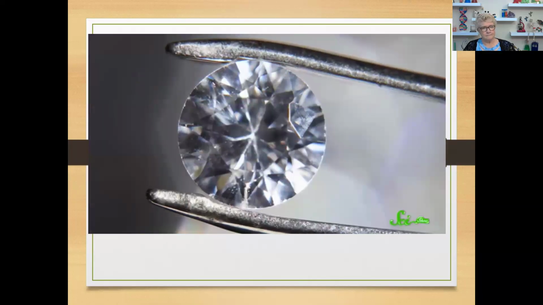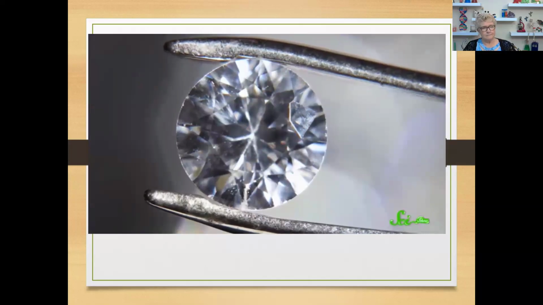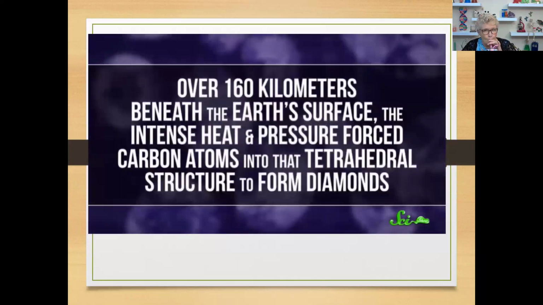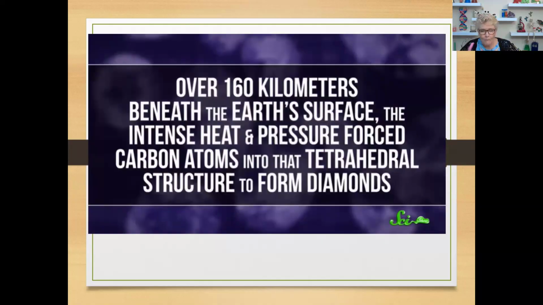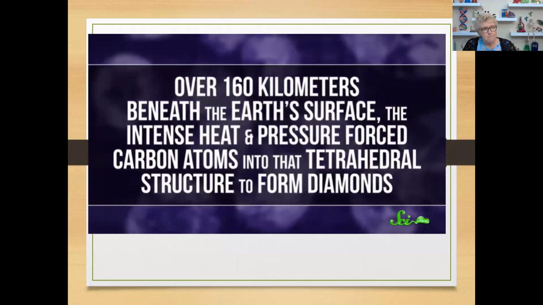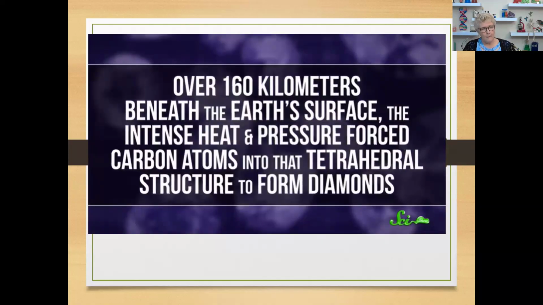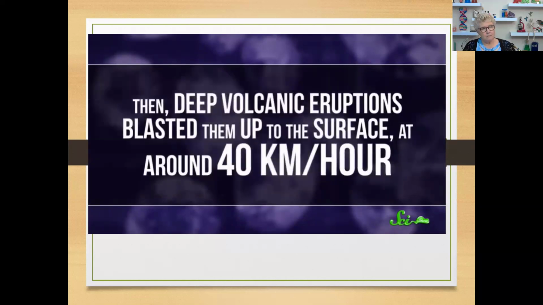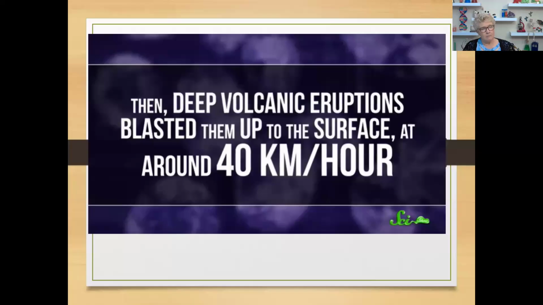So we know that diamonds are special, but where do they come from in the first place? Diamonds are formed in really extreme conditions, which is why you might find them at the sites of asteroid impacts and even on meteorites in space. But we think most natural diamonds were made millions, if not billions of years ago in the molten rock deep within the Earth. Over 160 kilometers beneath the Earth's surface, the intense heat and pressure forced carbon atoms into that tetrahedral structure to form diamonds. And then, deep volcanic eruptions blasted them up to the surface at around 40 kilometers per hour.